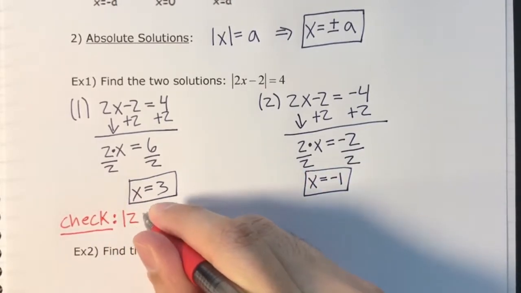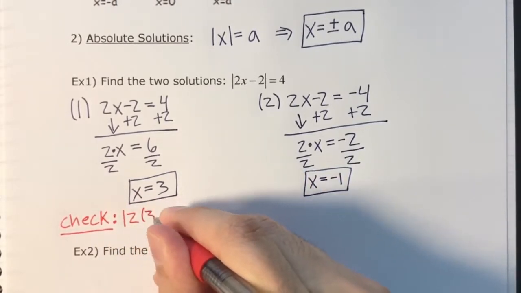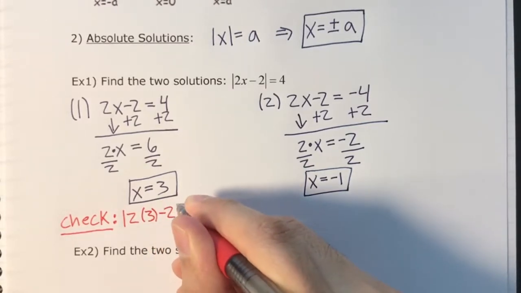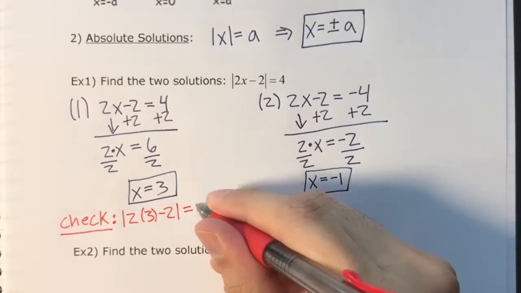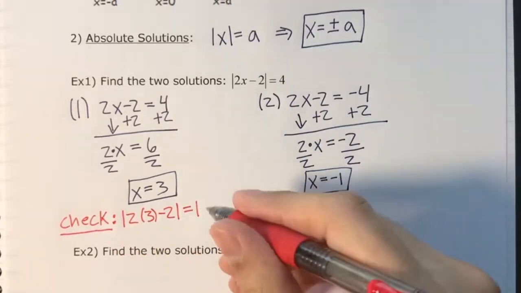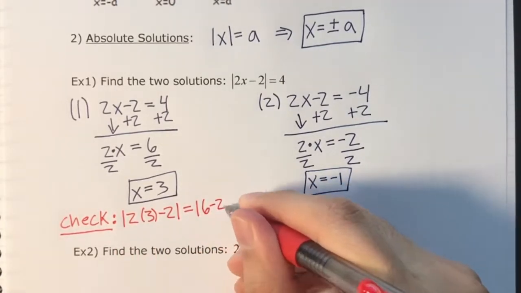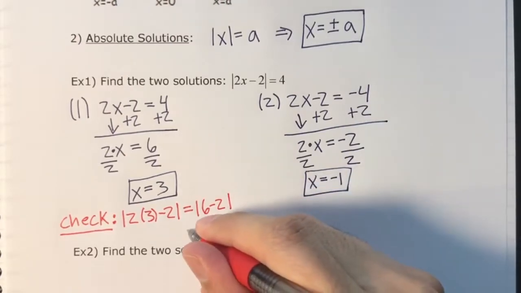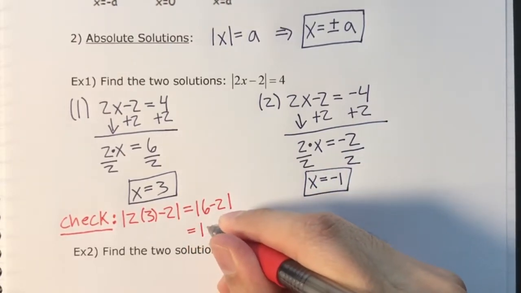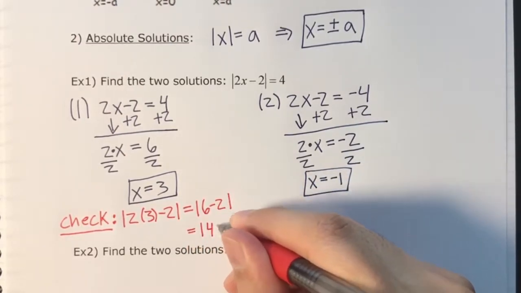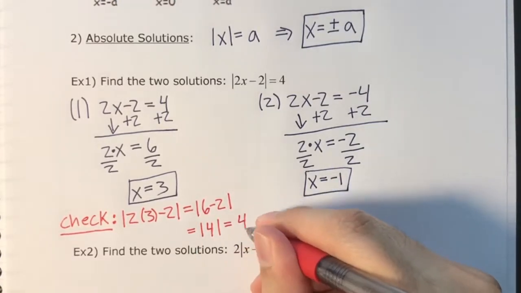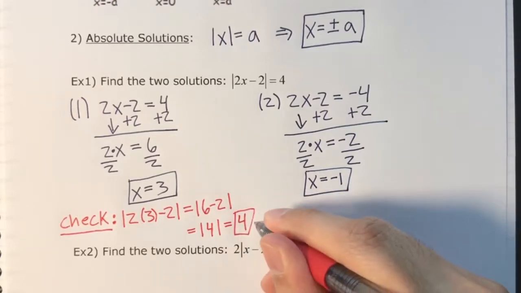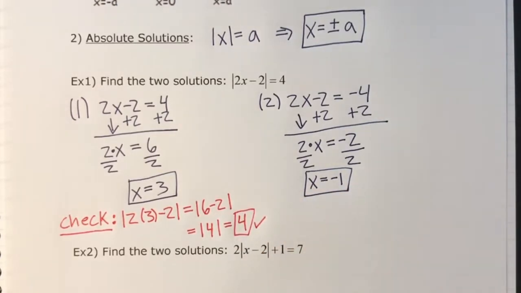So 2, instead of x, we're going to put 3 minus 2, absolute. Now I want it to equal 4. So let's see if it does equal 4. 2 times 3, that's 6, minus 2. That equals the absolute value. What's 6 minus 2? That's 4. What's the positive version of 4? Well, 4. So does it check? Yeah, it checks. So we know this is an answer.